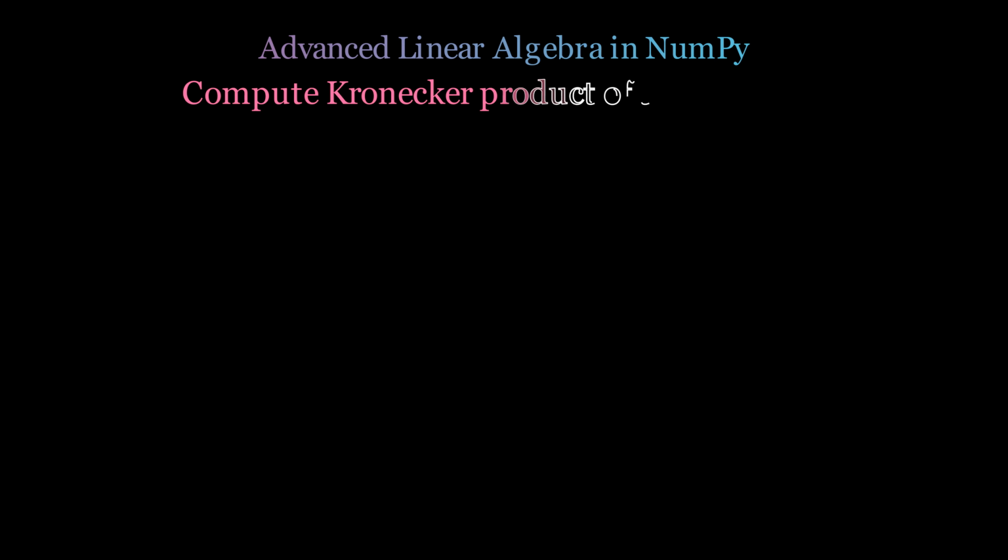The Kronecker product is a matrix operation that creates a block matrix from two matrices. It's useful in quantum computing, signal processing, and solving matrix equations. We'll compute it for two 2 by 2 matrices.